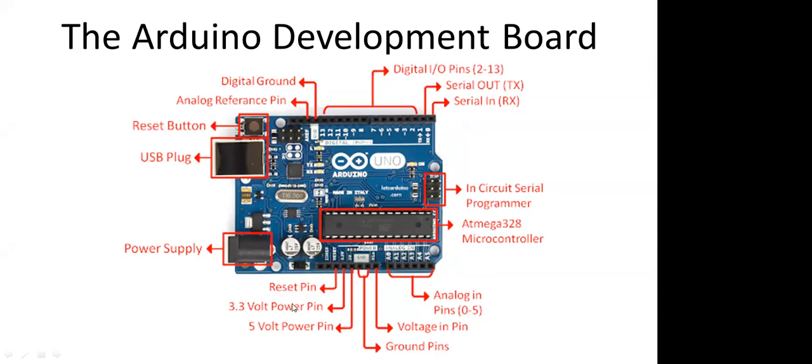These are the 5 volt and ground pins over here. There are 2 grounds. So you can connect any external sensor with this board using ground and 5 volt or 3.3 volt. There is also hardware serial, so you can connect any serial communication device with this Arduino board in a very easy way.